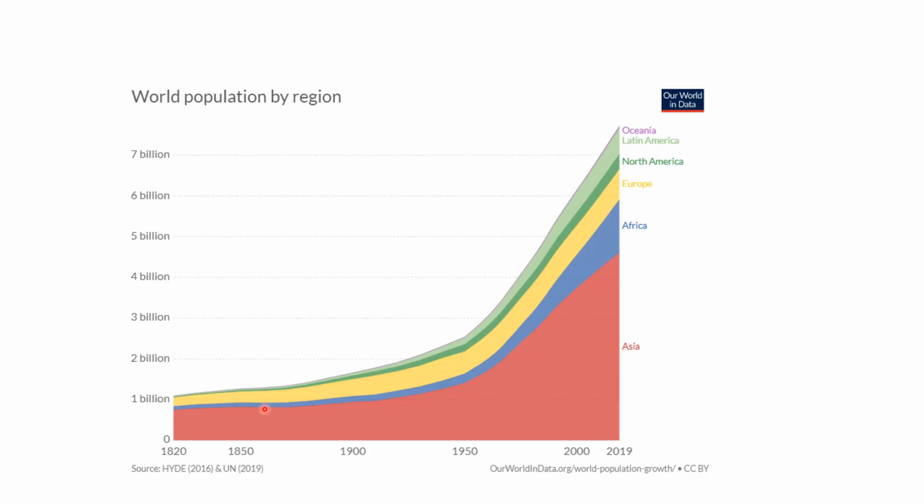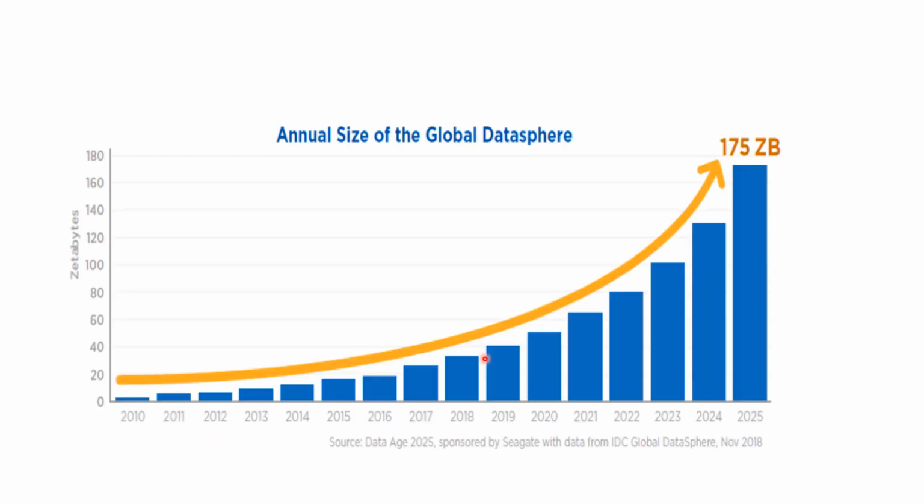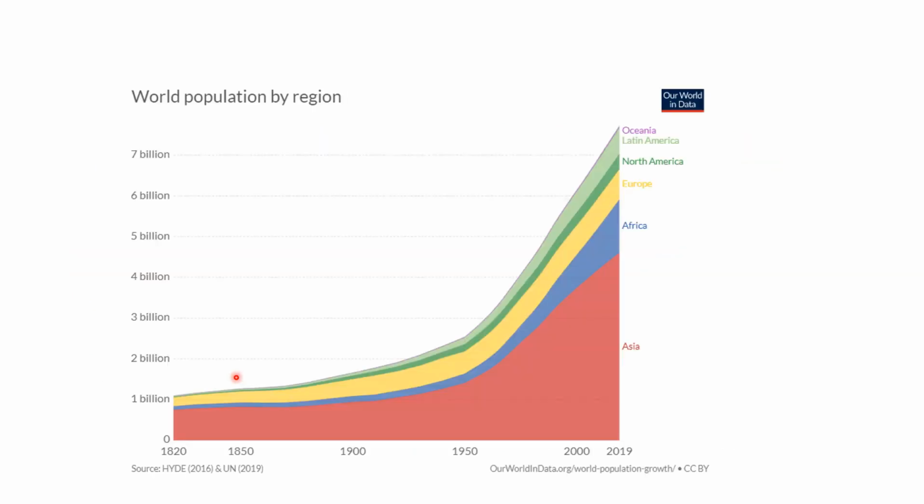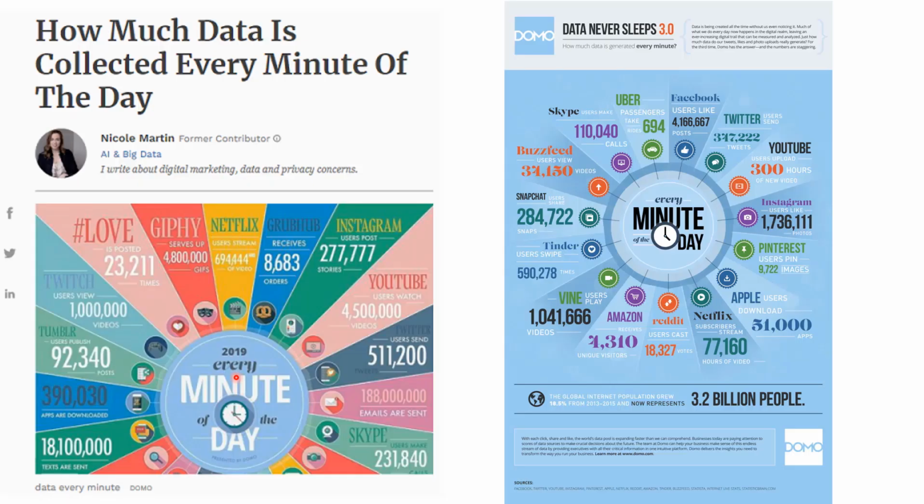Why do we need deep learning? Again, as we said, this is a characteristic of world population by region, and this is the amount of people. And if we look here, this is the global data sphere, the annual global data sphere. So the data size is going over terabytes. Because of the huge amount of data with the growing population, the data grows in all sectors.